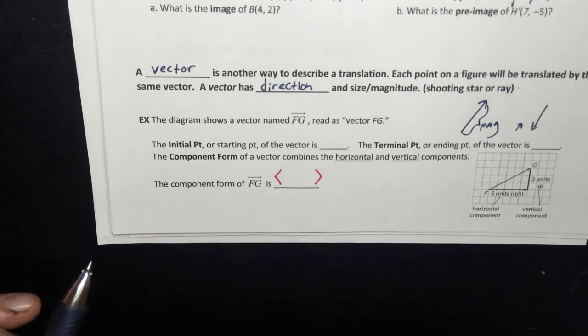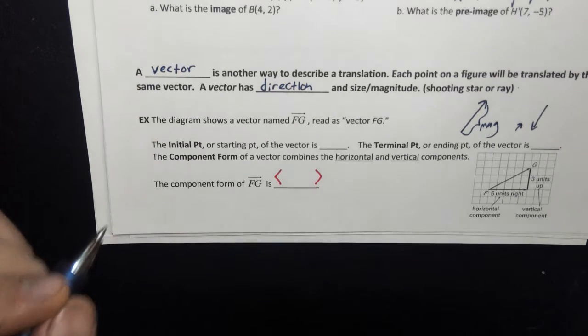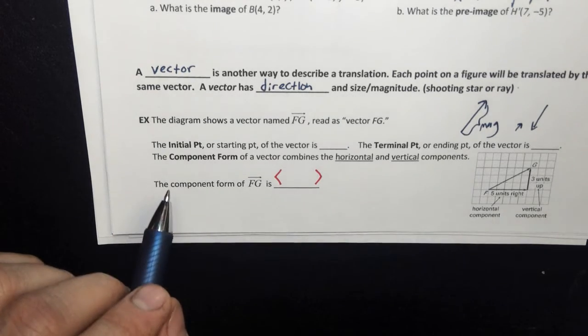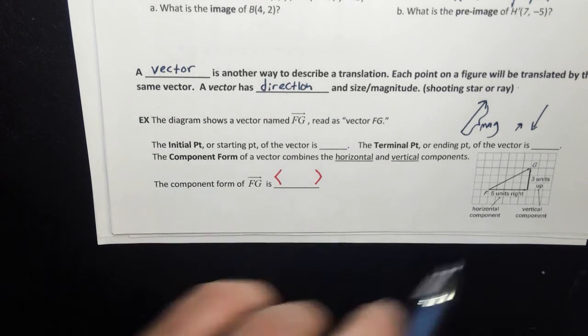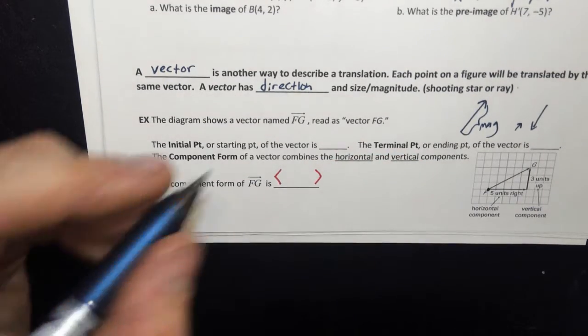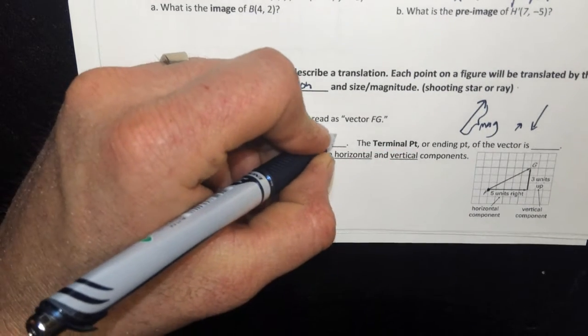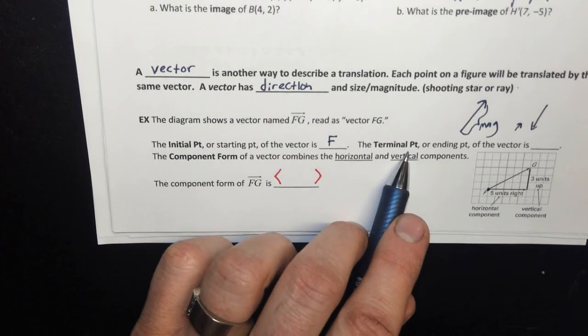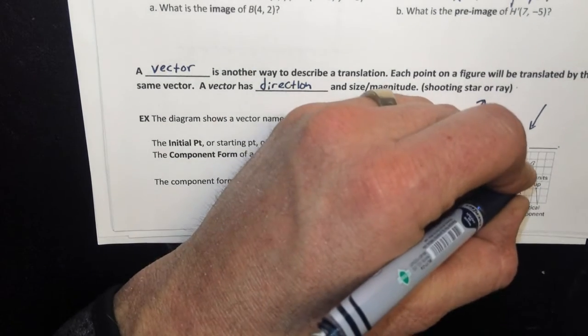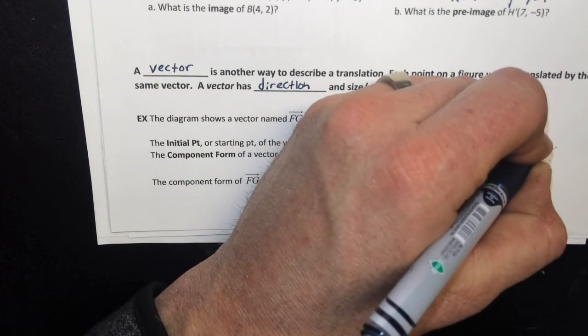Okay, so now this is why some people really love vectors. A vector is going to have an initial point, which in this case right here is going to be point F. It's the point that does not have an arrowhead on it. And it's going to have a terminal point, and on this problem right here, it is going to be point G, and the terminal point always has an arrow on it.